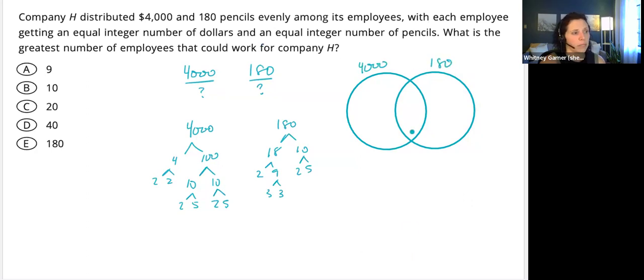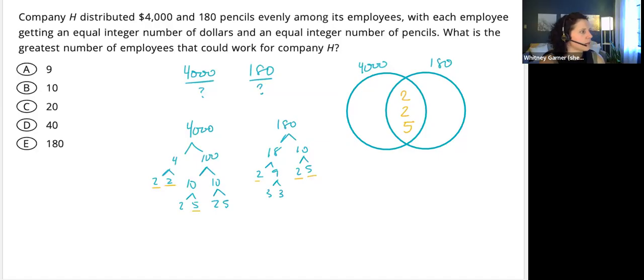Now, what I'm going to put in the middle, and these have quite a few overlaps, are all of the numbers in which they overlap. So I know that I've got 2 2s and 1 5. So there's 2 2s and a 5. So I'm going to put those 2 2s and a 5 in the middle.